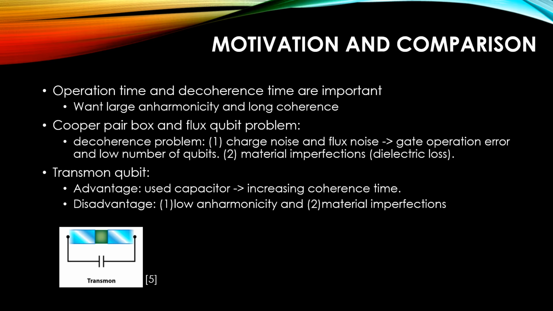Next are some comparisons. First is the Cooper pair box and the flux qubit. They all use a Josephson junction, but they suffer from decoherence. They are very susceptible to charge noise. That's for the Cooper pair box, and the flux qubit is very susceptible to flux noise. Decoherence will introduce errors during gate operations and constrains the number of qubits. Second, they suffer from material imperfections such as dielectric loss.